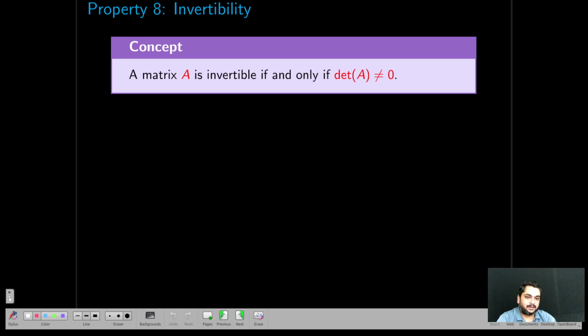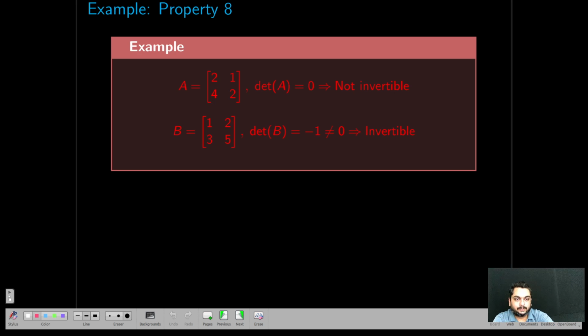Next, the important property is invertibility. In the next videos you will see how to find the inverse of a matrix if it exists. For an inverse to exist for a particular matrix, the determinant of A should not be equal to 0, because when you find it, you will divide by the determinant of A. For example, in exams they may ask, given this matrix, whether it is invertible or non-invertible. If the determinant of A is equal to 0, then it is not invertible. B is equal to 1, 2, 3, 5. The determinant of B is -1, which is not equal to 0. Hence it is invertible.